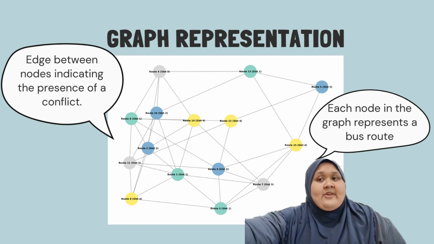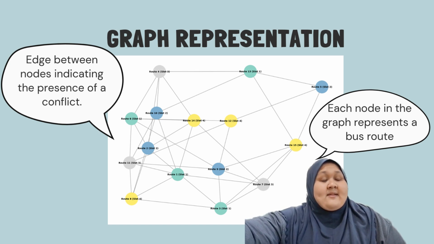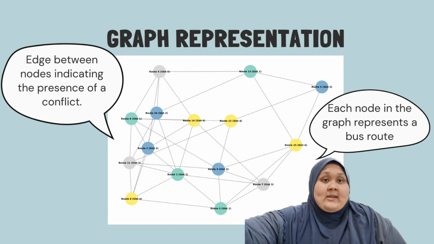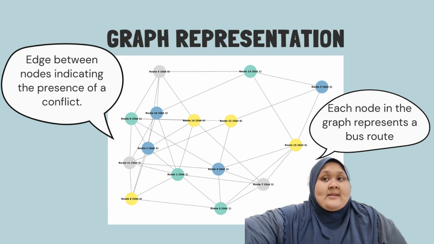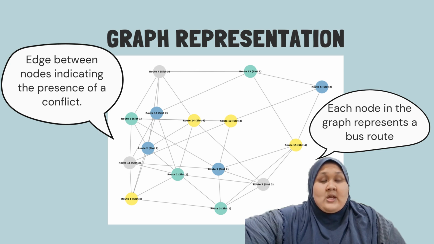As we can see, each node is labeled with the route number and its assigned time slot. For example, route 1 for slot 1 or route 15 for slot 4. These time slots are determined in a way that avoids conflict between two connected routes. The nodes are color-coded based on their assigned slot. For example, green for slot 1, blue for slot 2, gray for slot 3, and also yellow for slot 4.